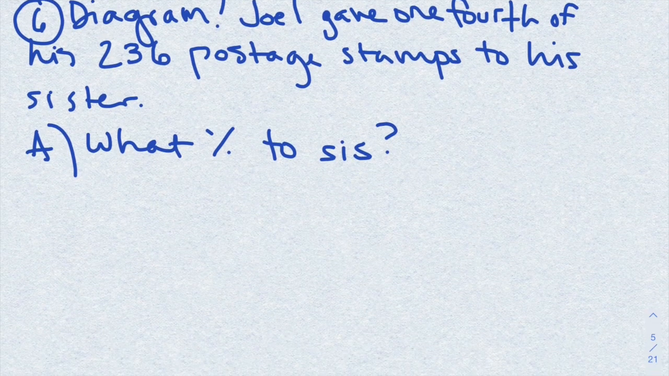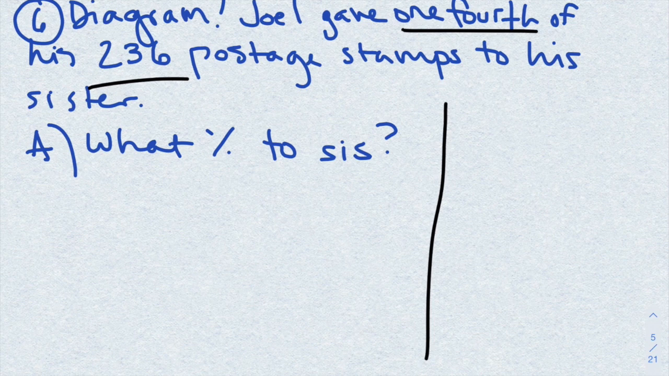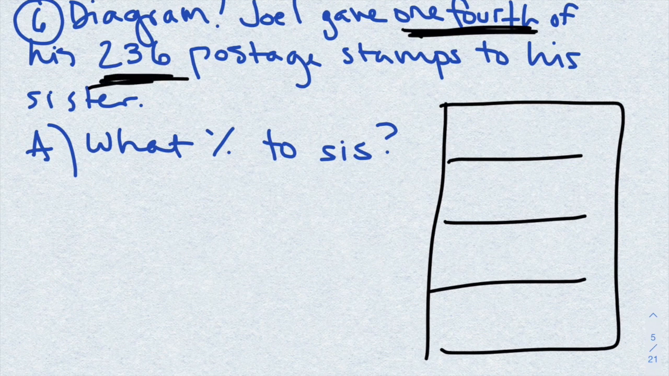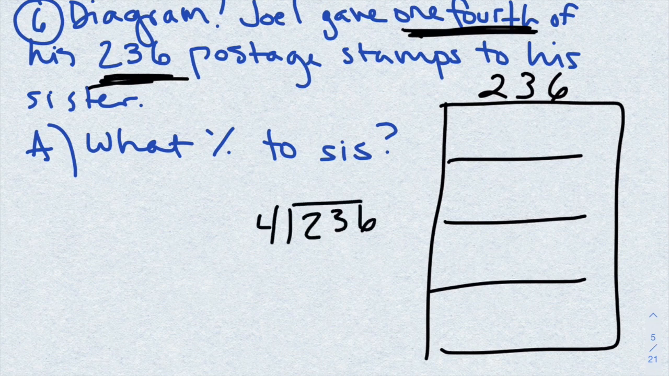Diagram. Joel gave 1/4 of his 236 postage stamps to his sister. What percent to his sister? First thing I need to do is diagram box. Make it into fourths because it says fourths here. Here's my total, 236. To find out how many is in each box, I divide 236 by the number of pieces, which was 4.